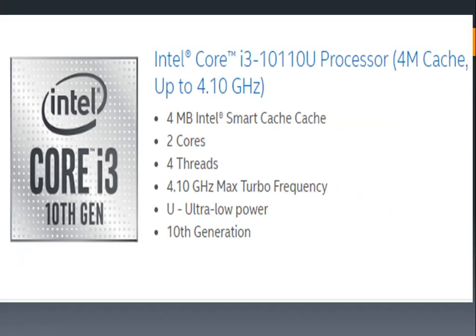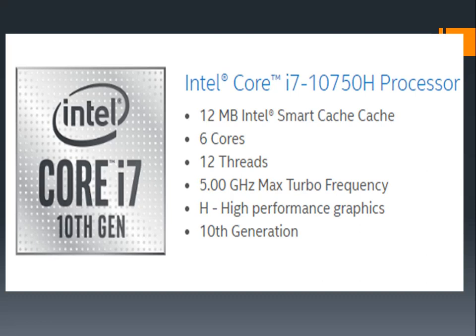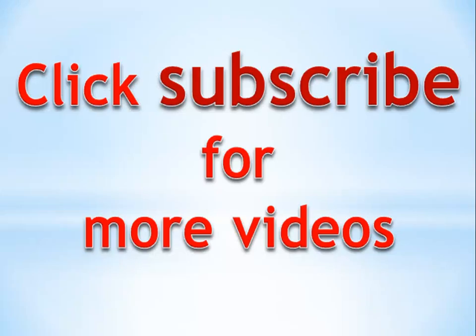Okay, and then if you compare the clocking speed, for Core i3 it was 4.1, and then Core i5 it was 4.5, and then Core i7 it's 5.0 gigahertz. So there's not much difference on these ones now.